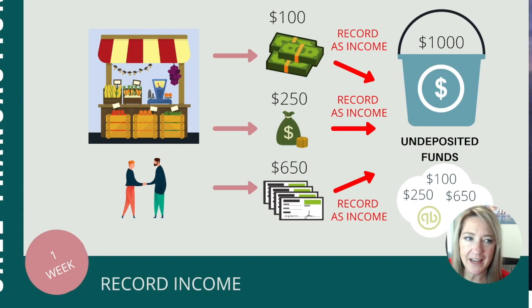Okay, we're back to the same number, same transactions over a week. When you're providing these products and services and you're receiving money for products that you've sold or services that you rendered, you're getting that money, so you're recording it as income. You're recording it as income as you put it into undeposited funds in QuickBooks. So the cash and coin, the checks, they're recorded as income with the offsetting account undeposited funds.